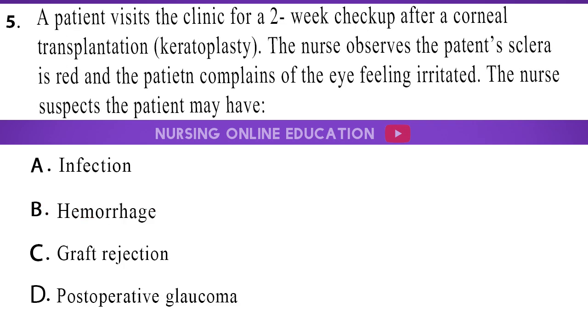5. A patient visits the clinic for a 2-week checkup after a corneal transplantation, keratoplasty. The nurse observes the patient's sclera is red and the patient complains of the eye feeling irritated. The nurse suspects the patient may have A. infection, B. hemorrhage, C. graft rejection, D. postoperative glaucoma. The answer is option C, graft rejection.